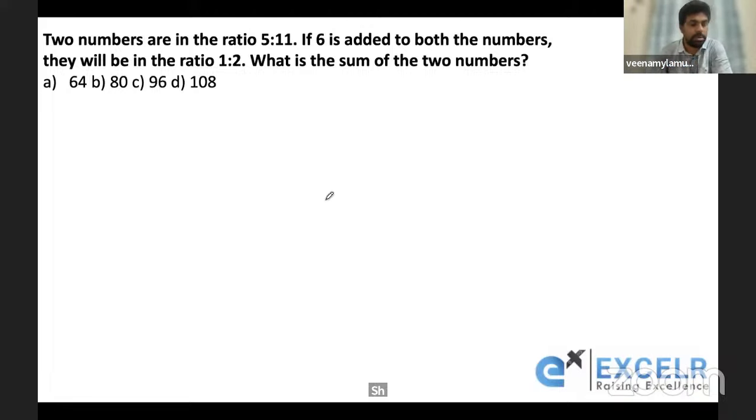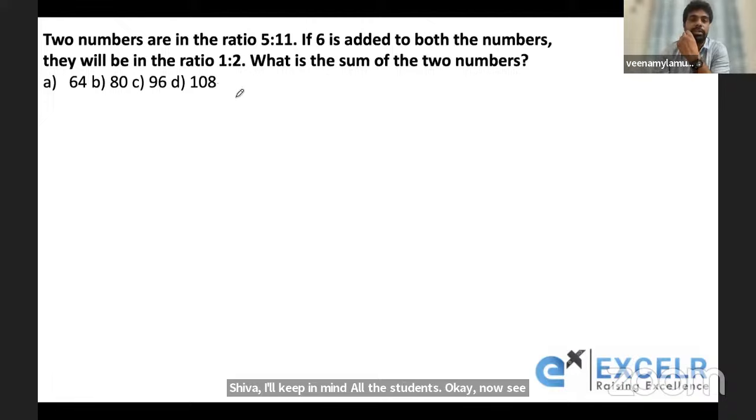Okay. Now see this question and tell me the answers. Two numbers are in the ratio 5:11. If 6 is added to both the numbers, they will be in the ratio 1:2. What is the sum of the two numbers? Shiva, I want you to answer the question immediately. This is a simple, direct question. Vasudha has commented.